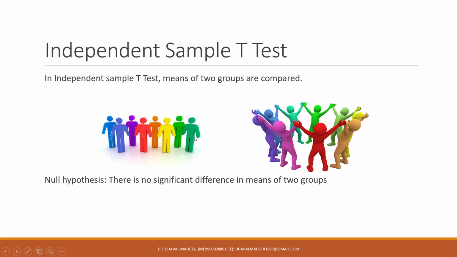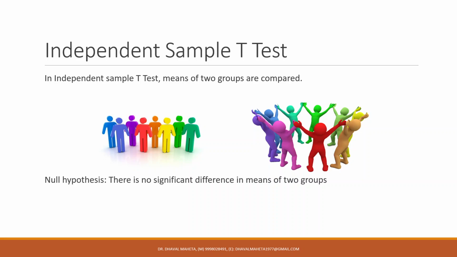Make sure that the participants in both the groups are different. There is no repetition of any of the participants in these groups. So we are comparing section A with section B, process A with process B, department A with department B, and there are only two groups for comparison. Our null hypothesis in this case is that there is no significant difference in the means of the two groups.